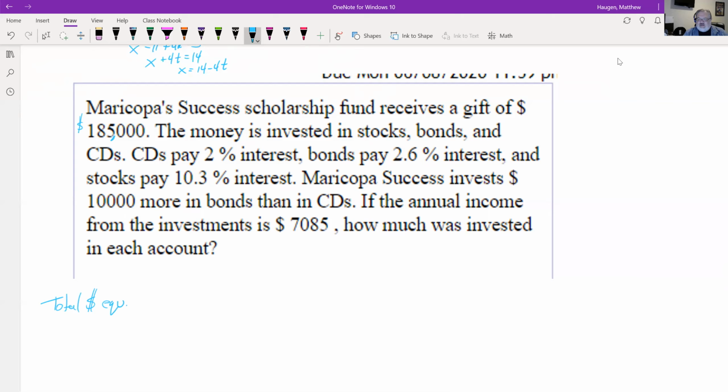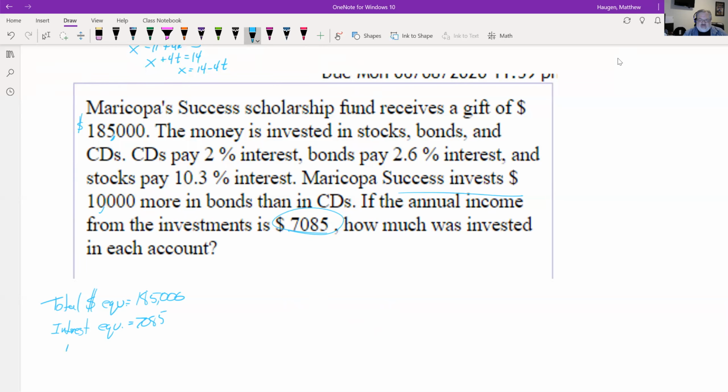They made this much money, so we'll have an interest equation. And that interest equation should end up being equal to the 7,085. The total money equation should end up being 185,000. And then we should be told something else. Oh, well, we invest $10,000 more in bonds than CDs.